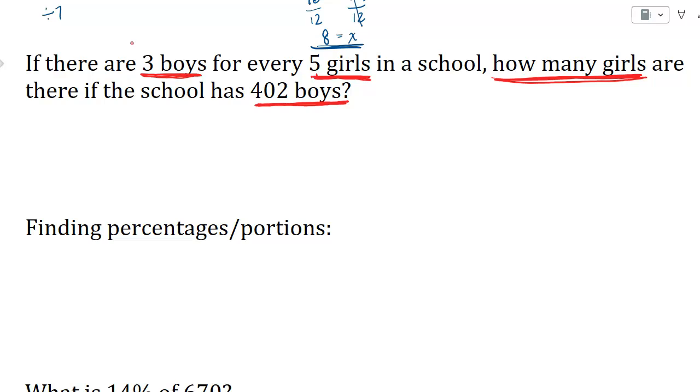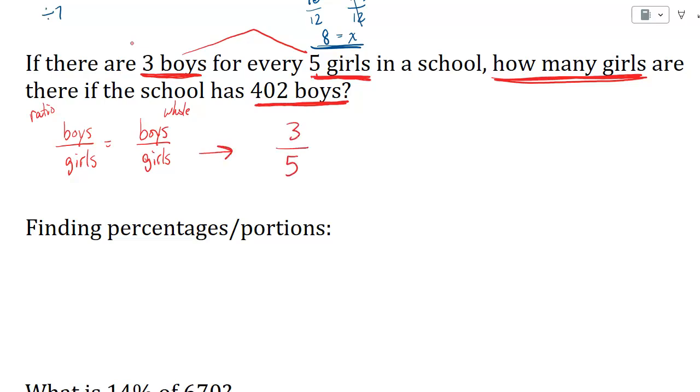So one direct comparison right here is the 3 boys for every 5 girls. So what I'm going to do is set up a proportion, boys to girls, based on the ratio and based on the whole student population. So we're going to have 2 equal fractions. So I know that for every 3 boys, there are 5 girls. So that's the ratio we're going by, 3 to 5.